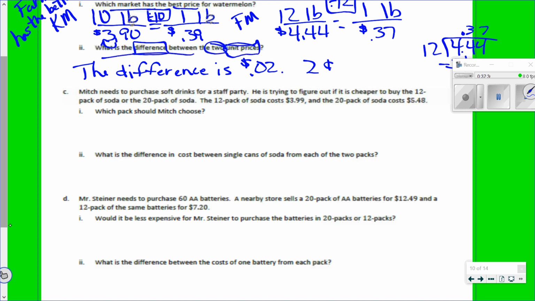Mitch now is buying soft drinks for a staff party. He's trying to figure out if it's cheaper to buy the 12-pack or the 20-pack of soda. The 12-pack of soda costs $3.99. The 20-pack of soda costs $5.48. Which pack should Mitch choose? There's our question. So, Isabella, what's my first rate?